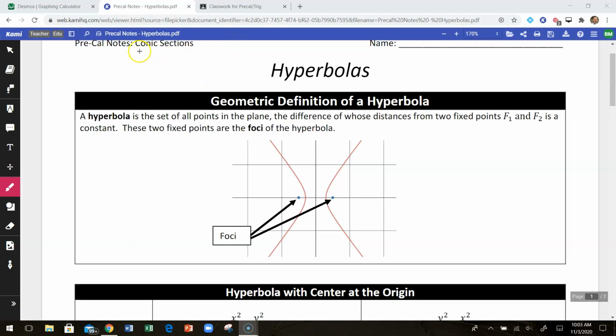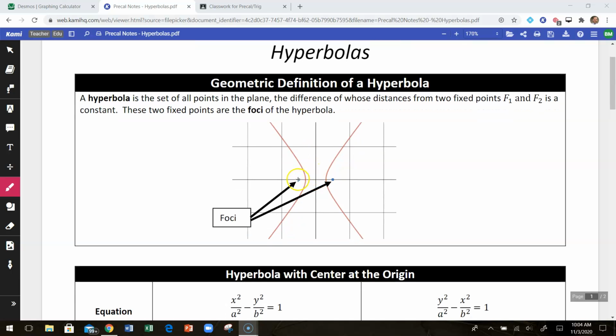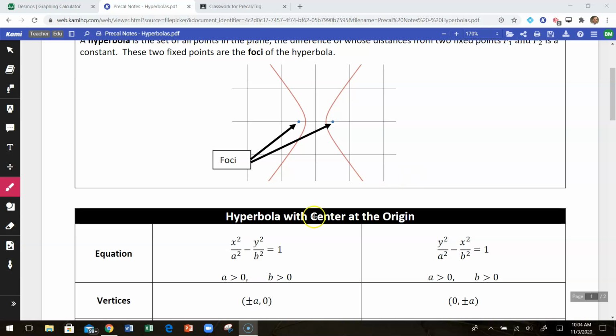Okay, in this video we're going to continue talking about conic sections, and we're going to look at what are called hyperbolas. The difference between a hyperbola and an ellipse is simply that instead of finding the sum of the distances to these foci, we're finding the difference of those. Our equations are going to look very similar to that of an ellipse, but instead you're going to have subtraction here: x squared over a squared minus y squared over b squared equals 1.